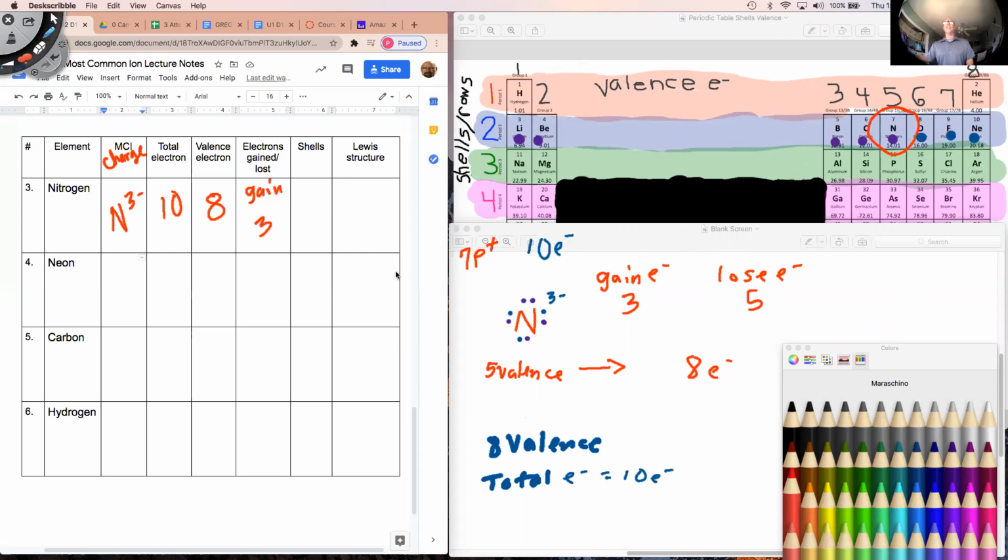All right. How many shells? Well, there's going to be the 2 shells. And then with the Lewis structure, this would be the Lewis structure right here. It would be nitrogen with a 3 minus. And then we're going to put in our electrons. 1, 2, 3, 4, 5, 6, 7, 8. That would be our Lewis structure for nitrogen. So we have a charge of 3 minus because we gained 3 negatively charged particles. So if we gain 3 negatives, we're going to become more negative.